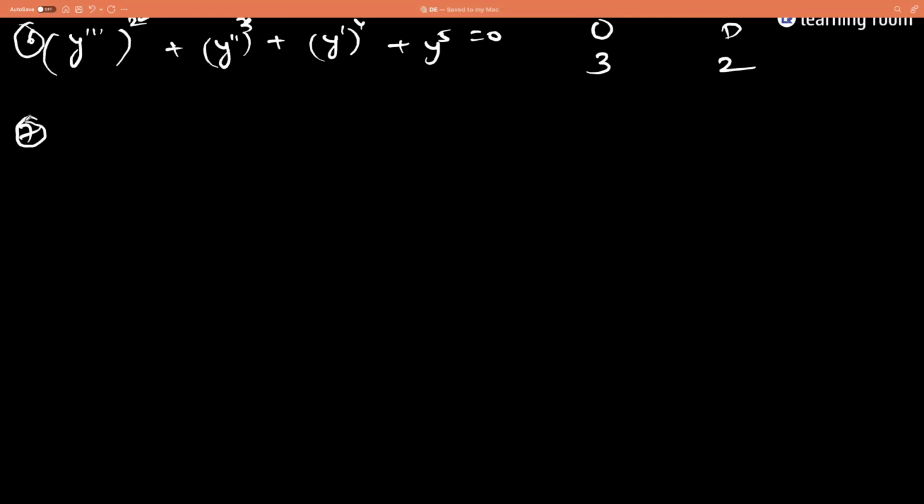Seventh, y triple dash plus 2y double dash plus y dash is equal to 0. Order 3. Degree 1.